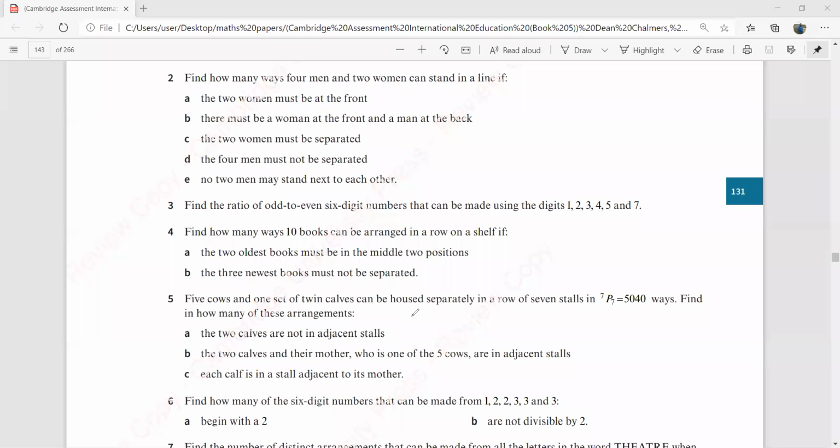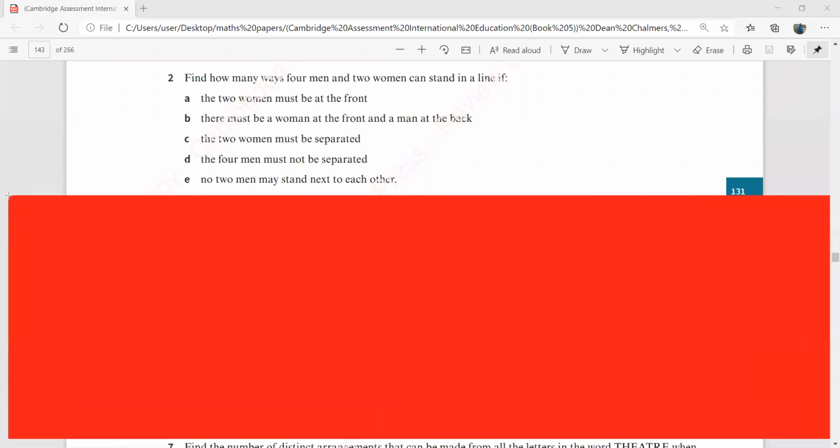Okay, we are into the second question now. This is a trickier question. Let me have some space here for this question. And then we start this.